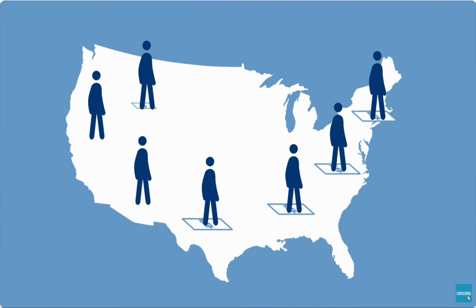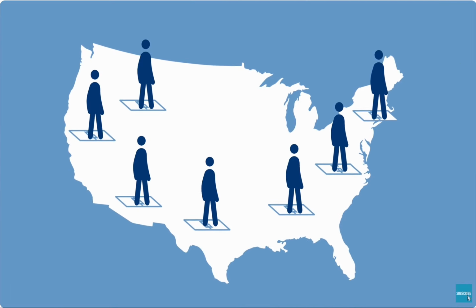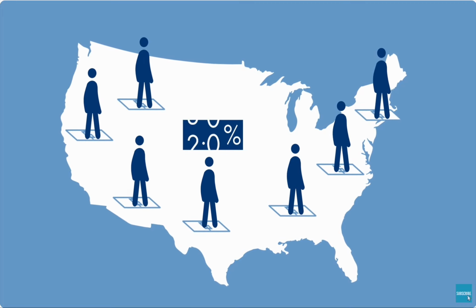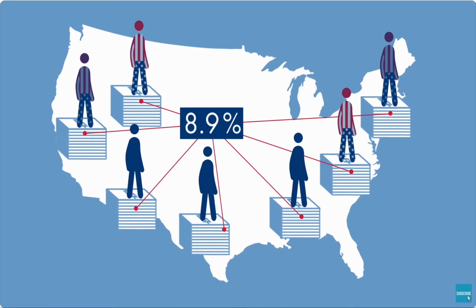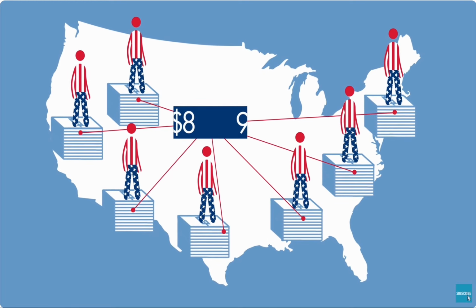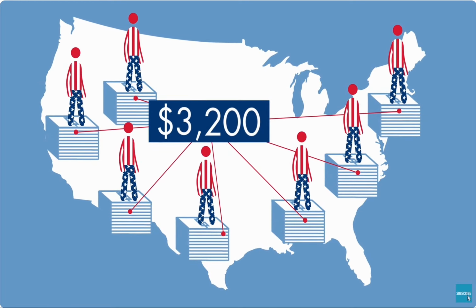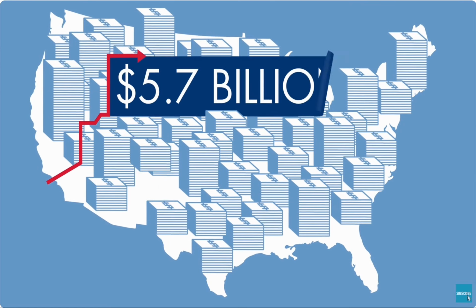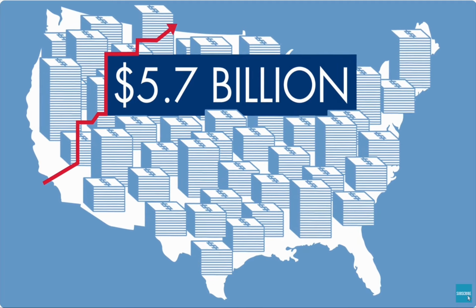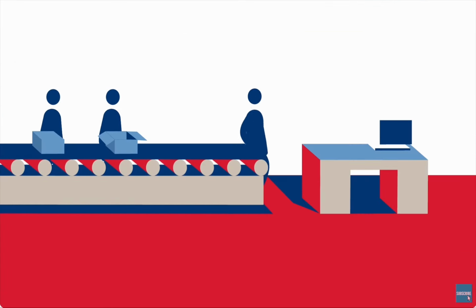A study of 21 major U.S. cities found that lawful permanent residents see an average 8.9% boost in individual earnings after naturalization. That comes out to about $3,200 more per person per year. Nationally, that adds up to a staggering $5.7 billion in income gains. Much of that wage growth stems from access to better, higher-skilled employment.